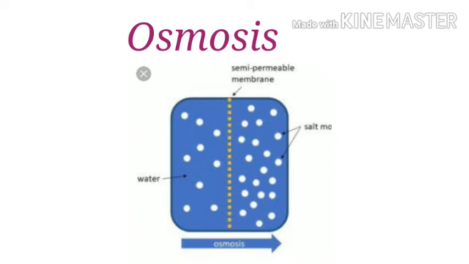Osmosis is the movement of water molecules from a high concentrated area to a low concentrated area through a semi-permeable membrane. It also occurs across the concentration gradient. This process is only applicable for water molecules.